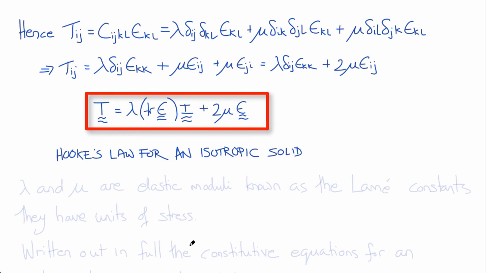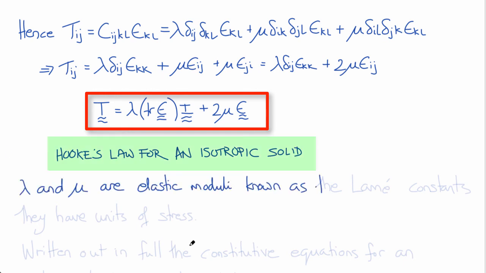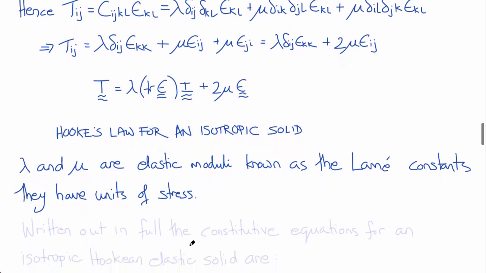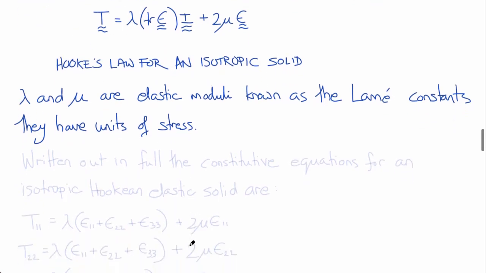Lambda and mu are elastic moduli that are known as the Lamé constants. Since strain is dimensionless, they have the same units as stress. We can find the Lamé constants in terms of technical constants such as the Young's modulus and Poisson ratio, and we'll do that next time.